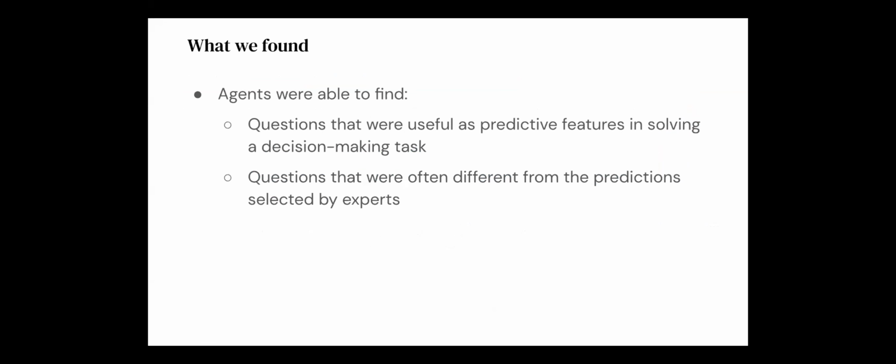So wrapping things up, agents were able to find questions that were useful as predictive input features, and that enabled them to solve a partially observable decision-making task. And interestingly, we found through 2 different environments in our paper that the questions that were chosen by the agent, the predictive features, were often different from the ones originally proposed by experts.